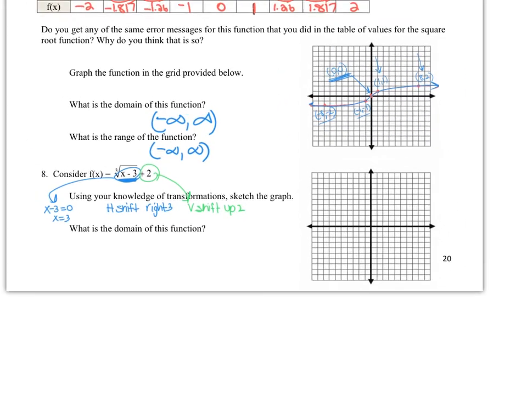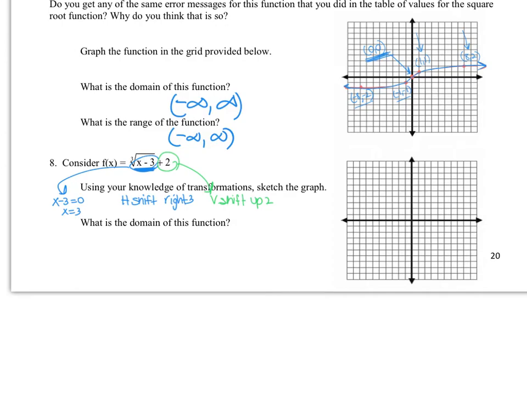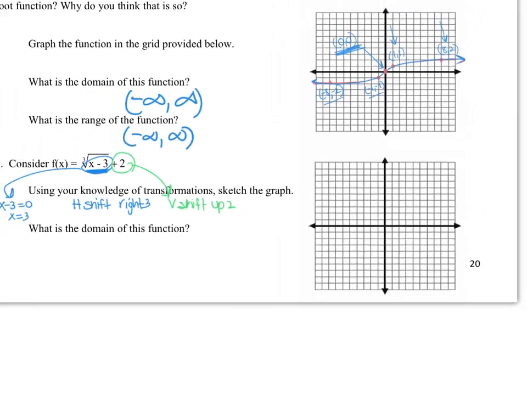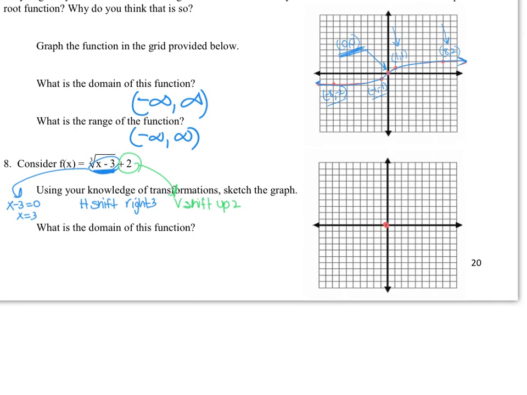So do we need to transform all of the points from the parent graph? No, just enough. So think about 0, 0. Instead of starting at 0, 0, you're going to go right 1, 2, 3, up 2. This is your new starting point right there. Okay, so notice how I went right 3, up 2. So we transformed 0, 0 to that point.